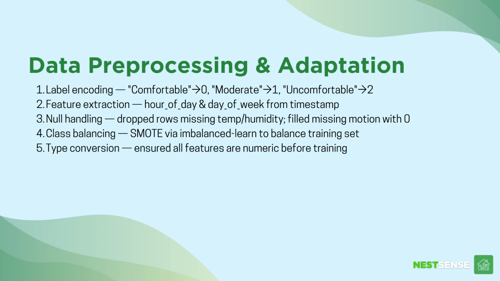So, data preprocessing and adaptation. We label the comfort classes comfortable, moderate, and uncomfortable as 0, 1, and 2 respectively. For feature extraction, we extract hour of day and day of week from the timestamp. For null handling, we drop rows with missing temperature and humidity, and fill missing motion with 0. For class balancing, we use SMOTE via imbalanced-learn to balance the training set. For type conversion, we ensure all features are numeric before training.